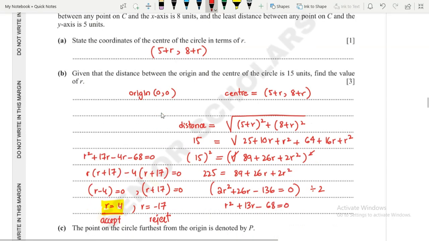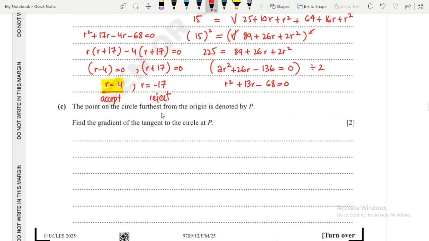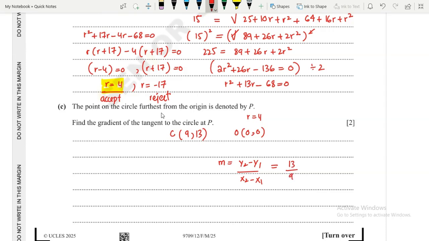So first of all, we can just find the gradient, because now we know the value of r equals 4. So the center will be 5 plus r, so it was 9, and 8 plus r, so 8 plus r is 13. Okay, this was your center. Let's denote it by C. And the origin was 0 comma 0. Now the gradient will be m equals y2 minus y1 divided by x2 minus x1. It will be 13 over 9.